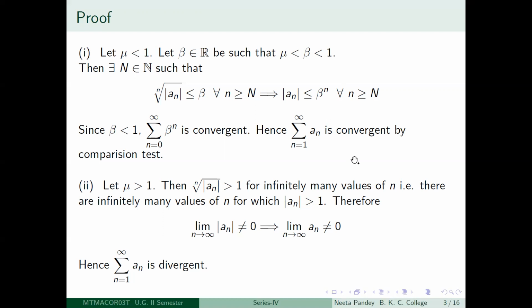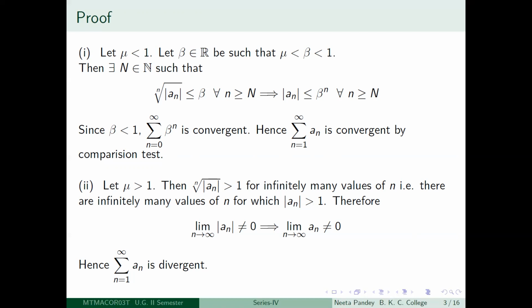Okay. Similarly, if you let your mu be greater than 1, that is lim sup of nth root of mod an is greater than 1, then you have to show that the series summation an diverges. So again, since mu is greater than 1, nth root of mod an will be greater than 1 for infinitely many values of n, right? The characterization of lim sup gives you these two properties. One of them you have used here, the second you are using it here. That for infinitely many values of n, nth root of mod an will be greater than 1.